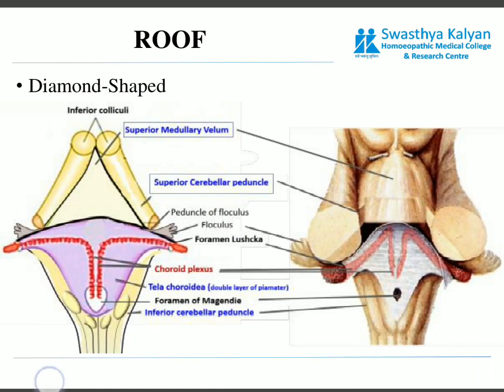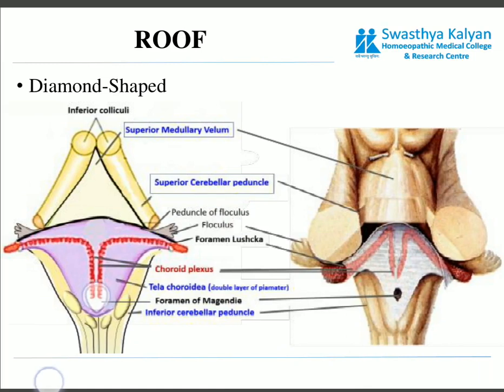In the midline, this is the median aperture, which is the foramen of Magendie, and the lateral recess. The ends of the lateral recess contain the foramen of Luschka, the lateral apertures. They also occupy parts of the choroid plexus.